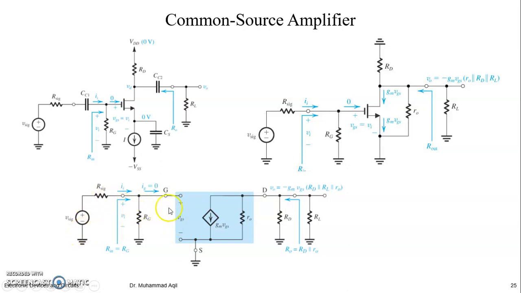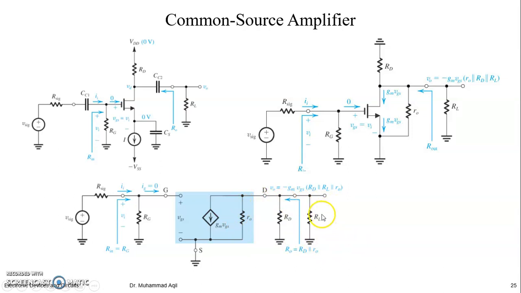Once you have found VGS, now GM VGS is the current passing through here, right? So what would be your output? Your output would be equal to minus, because this terminal is the leaving terminal, right? These three resistances are taking this current from the ground reference and then flowing here. So you want to estimate the output at this terminal, which is the current leaving terminal of the combination of these three resistances, right?